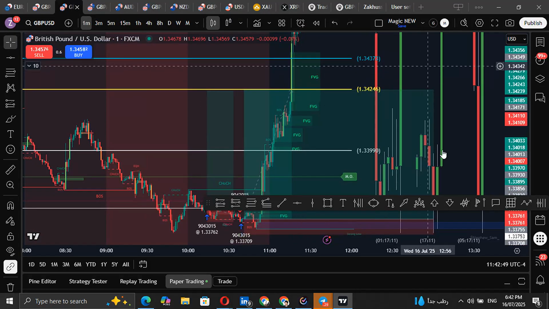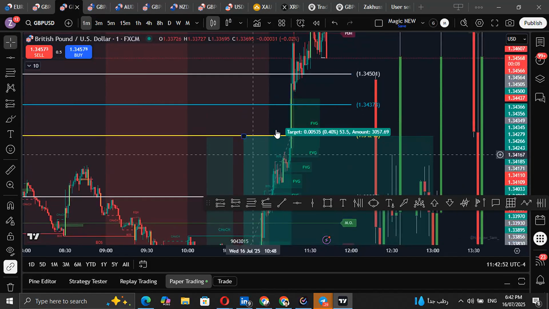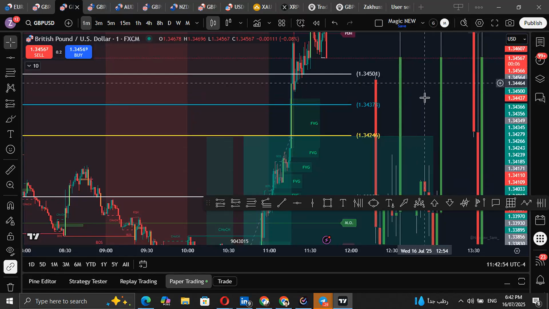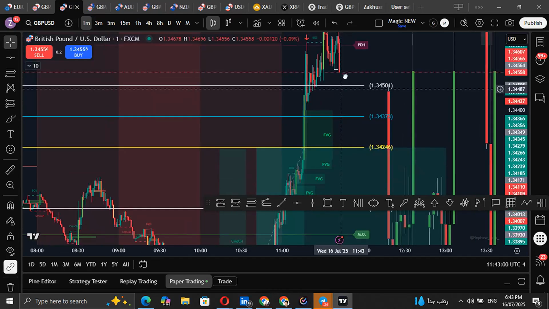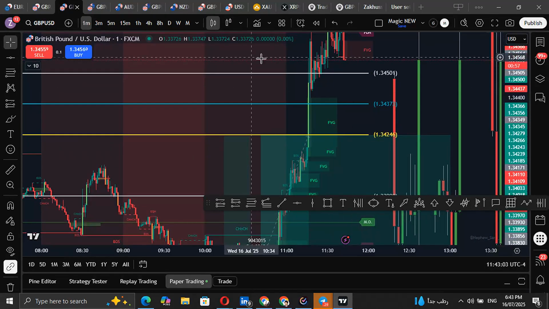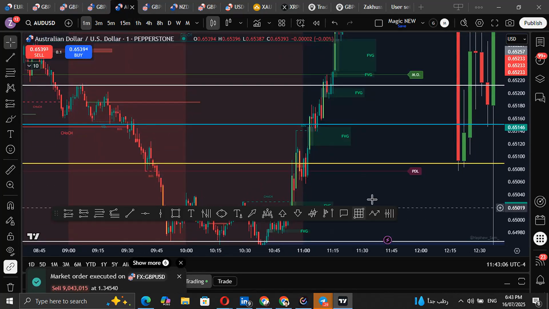But somehow the trade wasn't closed, and when it shot up, we were actually let go of at the full range of the CRT, so the 100% level, which is fantastic. As for the other trades, Aussie, we didn't place any trades.